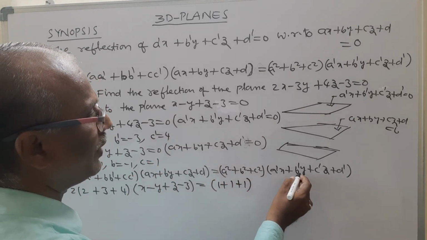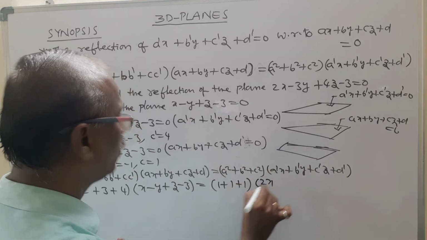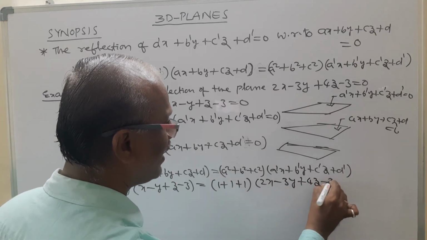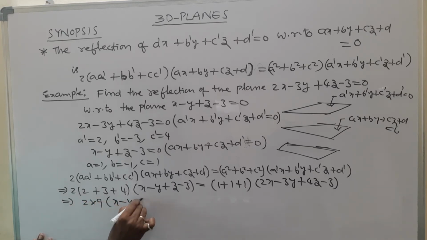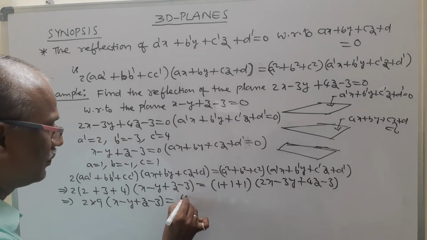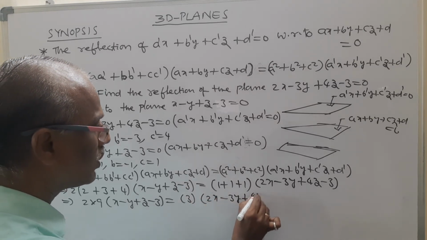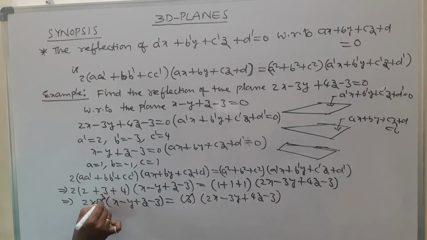The a'x plus b'y plus c'z plus d' is 2x minus 3y plus 4z minus 3. 2 plus 3, 5, 5 plus 4, 9. 2 into 9, x minus y plus z minus 3 is equal to 1 plus 1 plus 1, 3. 3 into 2x minus 3y plus 4z minus 3. 3 ones, 3, 3. You get cancelled.